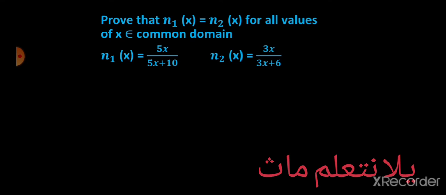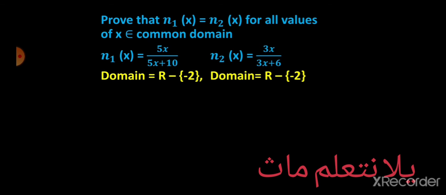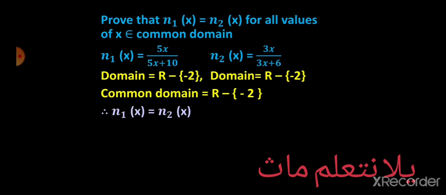We have two functions. The first one, n1 equals 5x over 5x plus 10, and the second, 3x over 3x plus 6. Step number 1, we simplify. Here we have only a highest common factor in the denominator. After that, we find the domain of the first and the domain of the second. Here we didn't say that n1 equals n2 or that the domain of the first equals the domain of the second. No, we find the common domain. The common domain will be R except negative 2. We have a common domain between both of them, so we can say that n1 of x equals n2 of x. Get it?